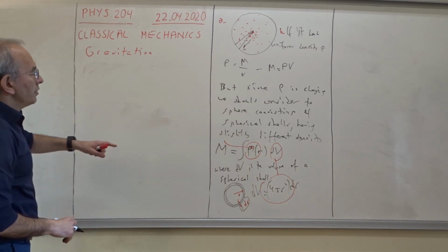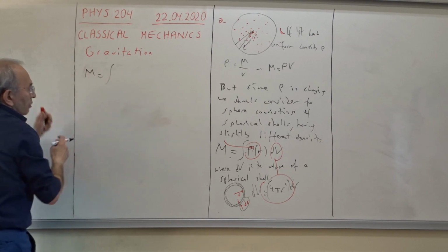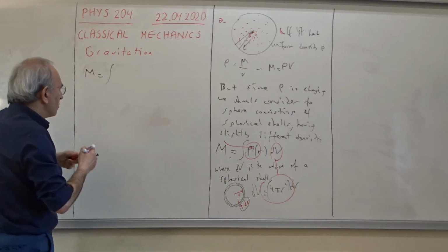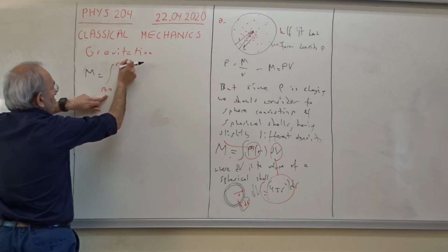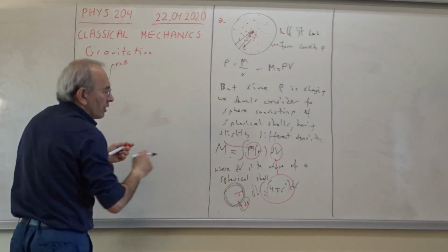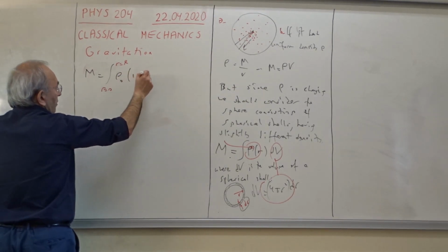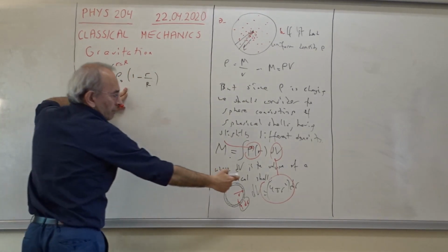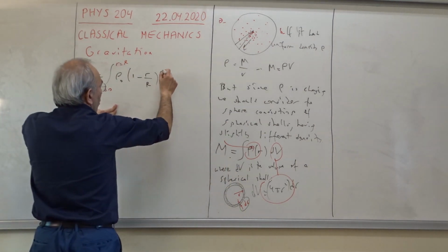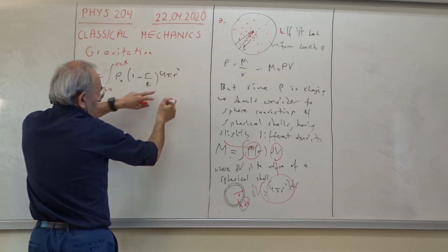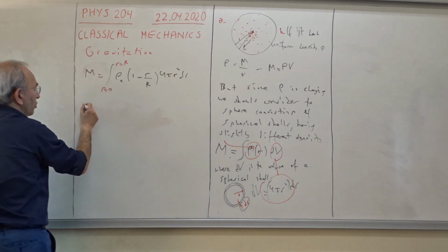So let's consider this integral now. M is equal to the integral. Of course, the limits of the variable are from the center, r equals 0, to the surface, r equals R. Inside the integral we have rho of r. It is given: rho 0 times 1 minus r over R, multiplied by the surface area of the shell, which is 4 pi r squared, of course little r, and the thickness dr.